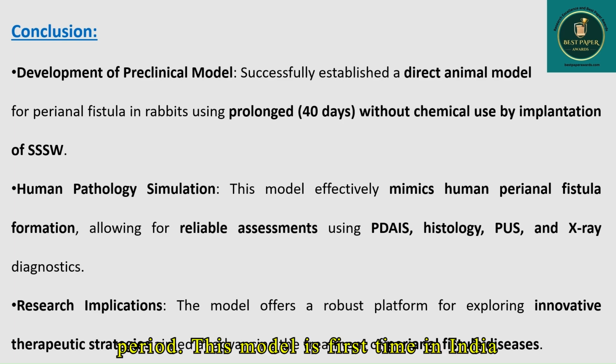This model is the first in India as well as in the world. This model effectively mimics human perianal fistula formation, allowing us to have parameters like the perianal disease activity index score; number two, ultrasound of the perianal region; third, X-ray fistulogram; and fourth, histopathological examination of the fistula of the perianal region of the New Zealand white rabbits. The research implication is simply that the model offers a robust platform for exploring innovative therapeutic strategies aimed at advancing the treatment of perianal diseases. Thank you very much.